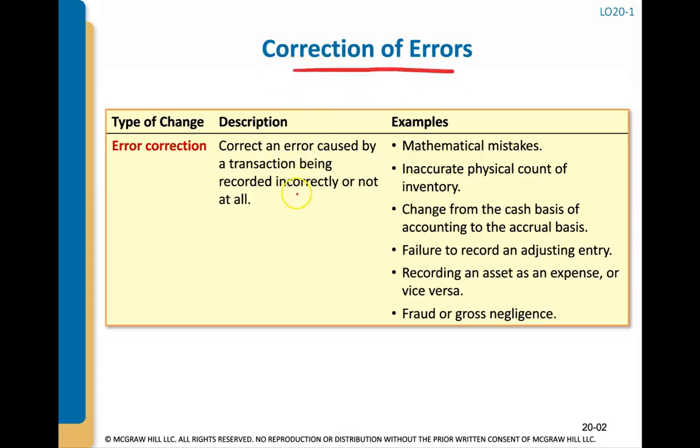An error is caused by a transaction being recorded incorrectly or not at all. Errors can be a mathematical mistake that gets recorded, inaccurate physical count of the ending inventory, a change from the cash basis to the accrual basis of accounting, not recording an entry, recording an entry incorrectly, such as recording an asset as an expense or vice versa, or it could just be fraud or gross negligence. For whatever the reason, when a correction of error occurs, we need to know how to account for it and disclose it properly in the financial statements.